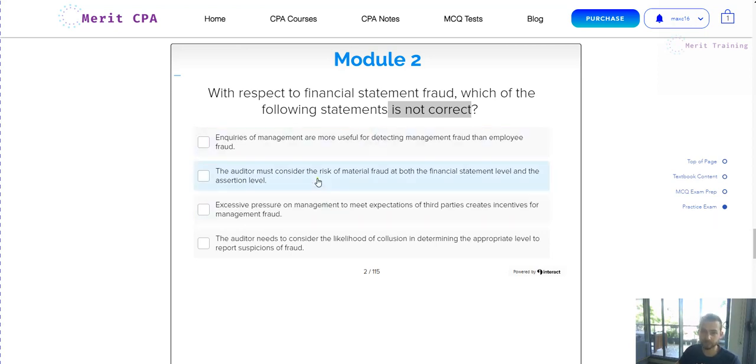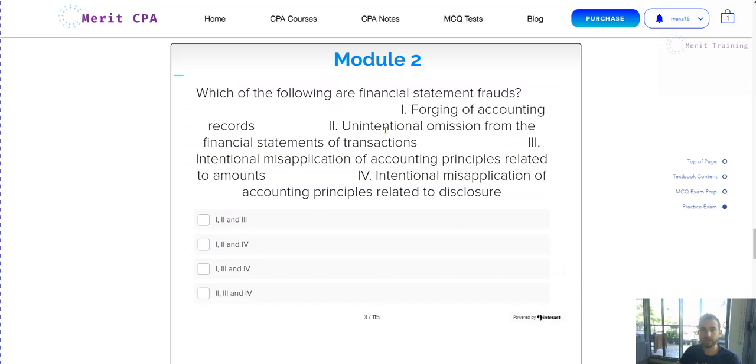So clearly B, C, and D are all correct answers, but we're looking for the non-correct answer, which is this one. So that's correct. Okay, next question.